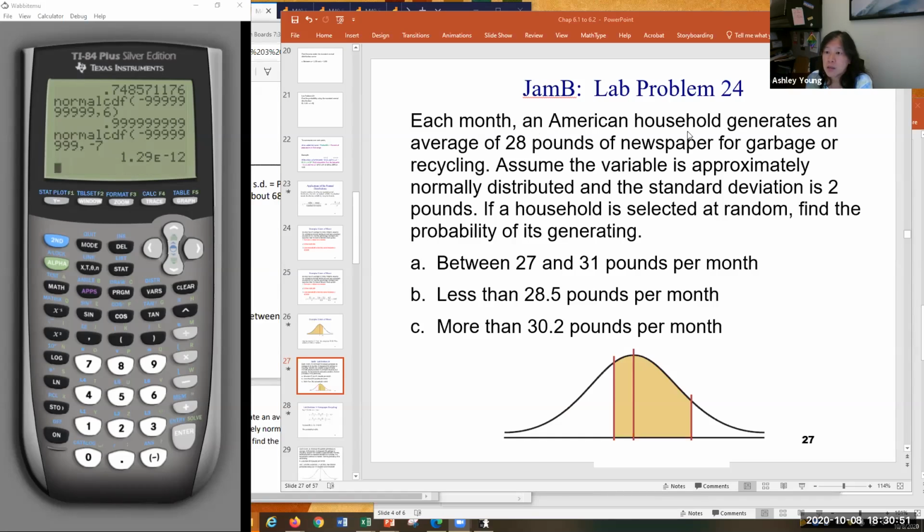What's my mean? My average, right? My average is 28. My standard deviation is 2. So find your Z-score for 27. Find your Z-score for 31. Draw a picture for them. Put those Z-scores in and shade between them. Less than means lower. More than means to the right. All right. That is it. Go forth and conquer.